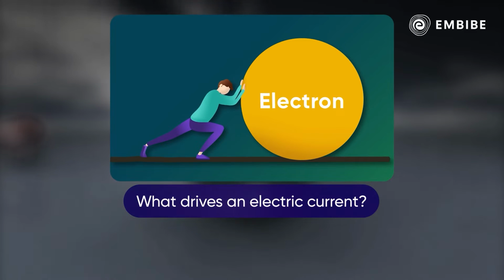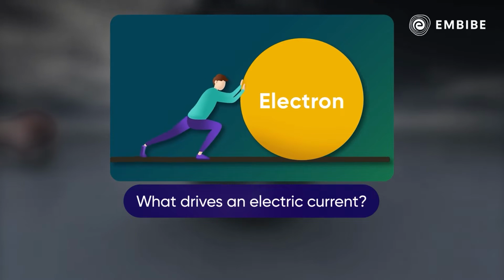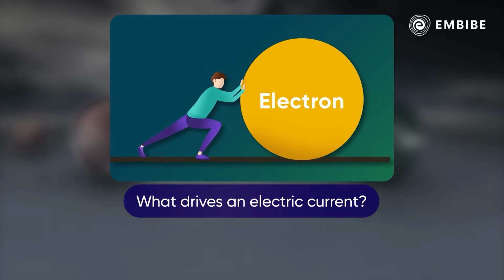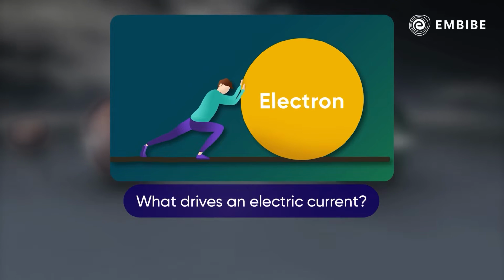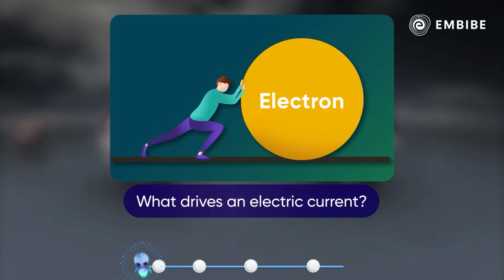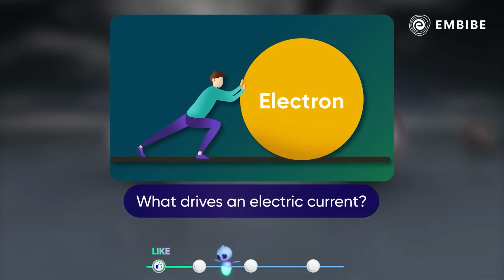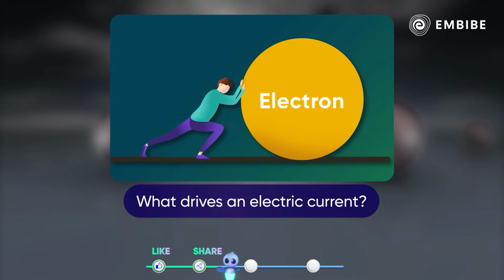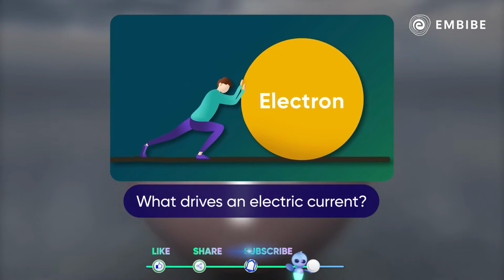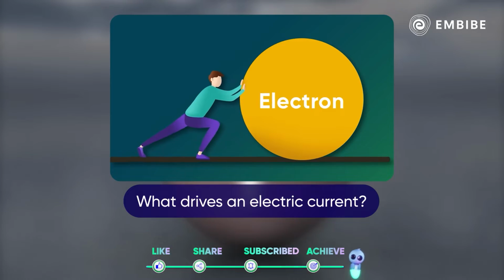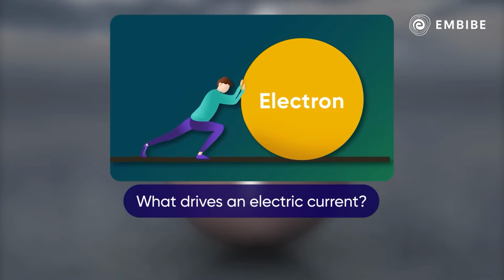Electric current does not spontaneously flow. We need something to drive it through our circuit so we can make use of it in the form of light, heat, or a breeze. You may already know that the battery is responsible for driving the current. But how? Let's find out.